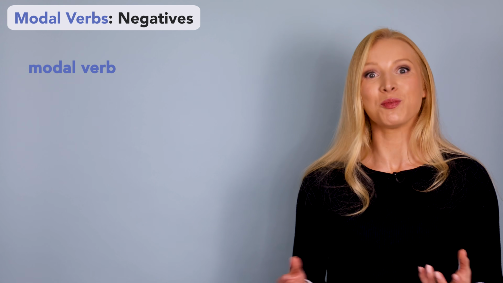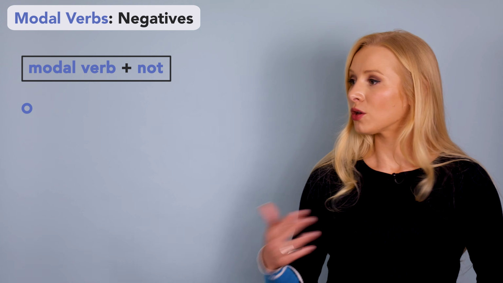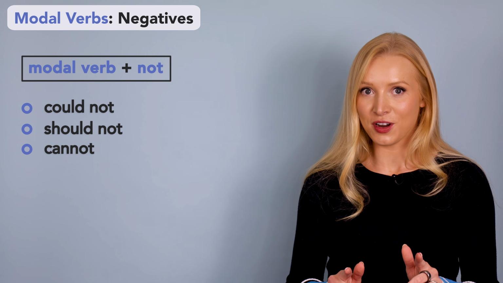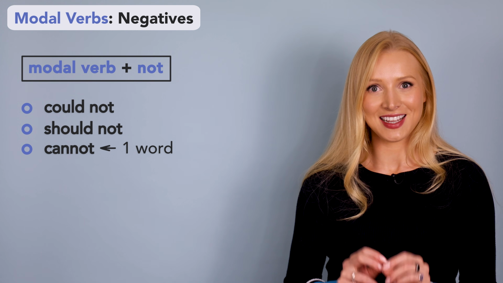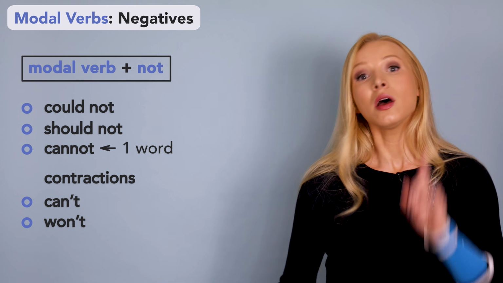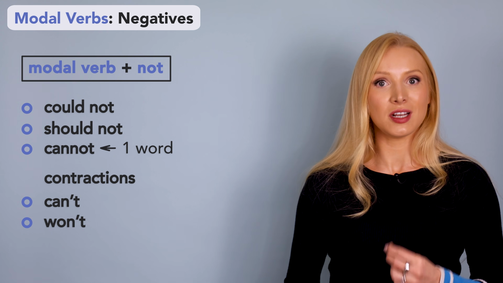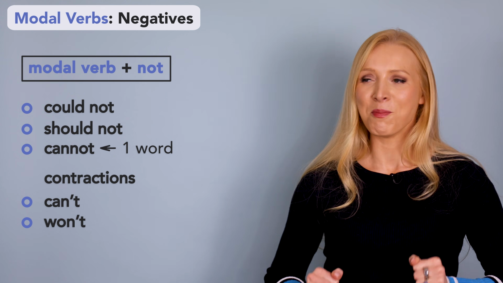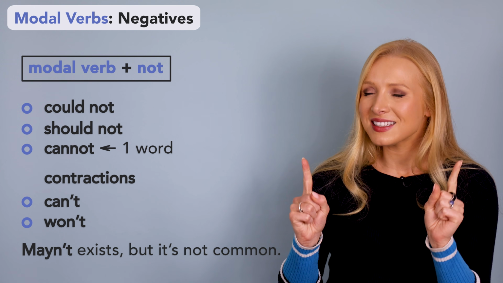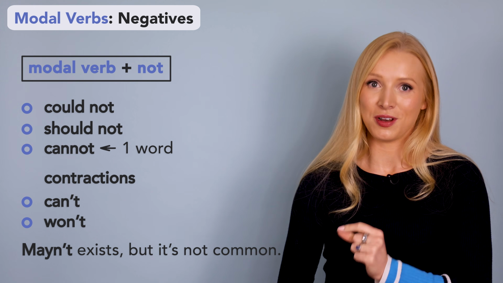We form negatives by adding not: could not, should not, etc. Cannot is different as it is one word in the negative. We often use contractions, can't, won't, but note that we don't usually contract may not. Mayn't, as great as it sounds, does exist, but it isn't common at all.